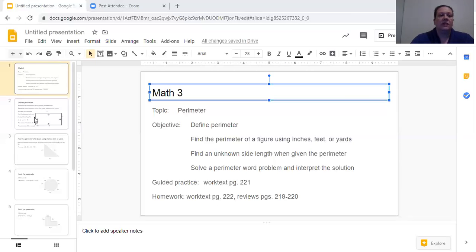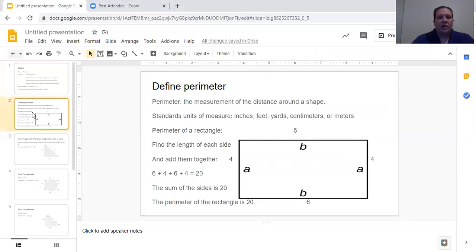Our first objective is to define perimeter. Perimeter is the measurement of the distance around a shape. The standard units of measure are inches, feet, yards, centimeters, or meters.